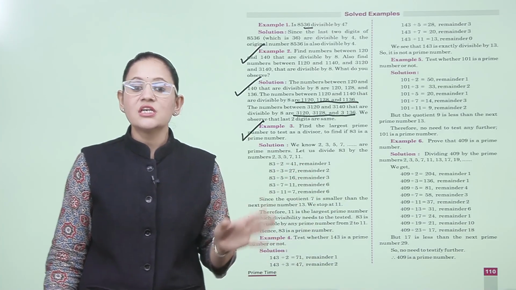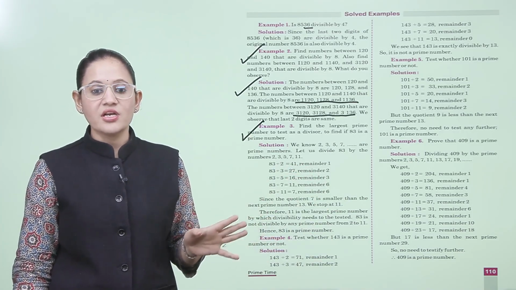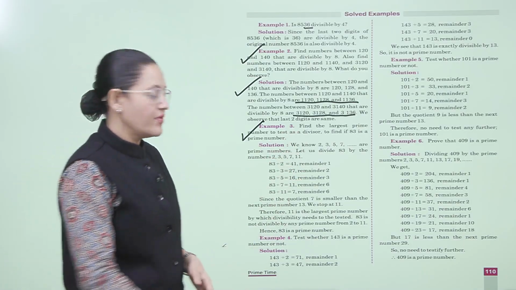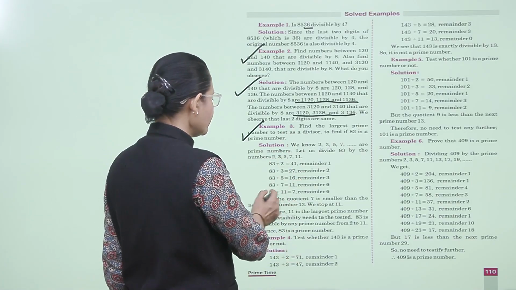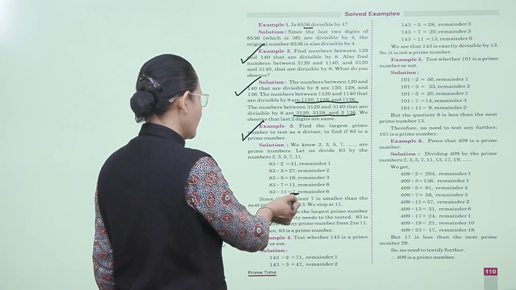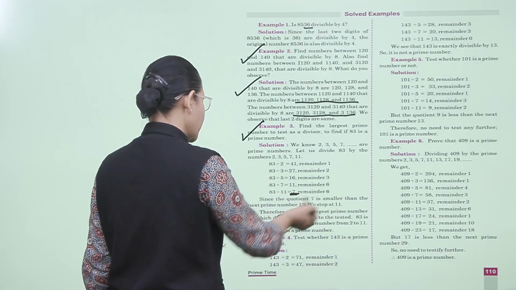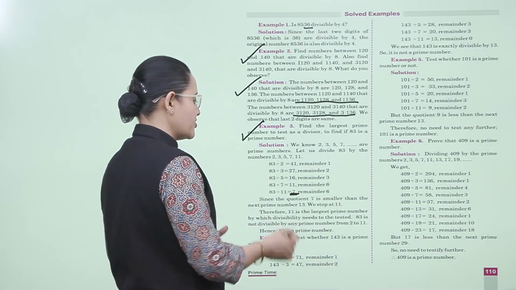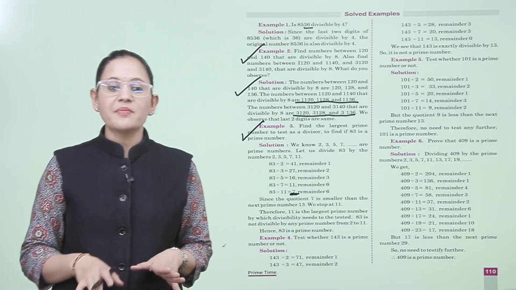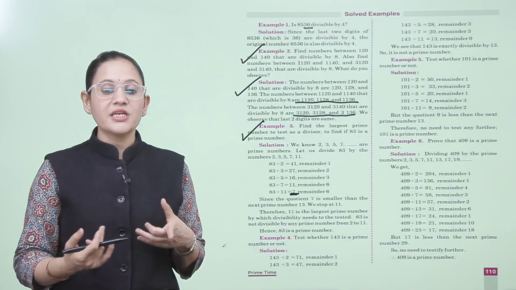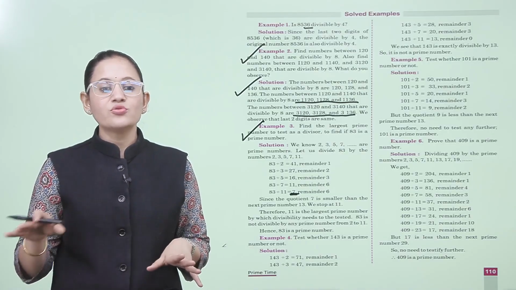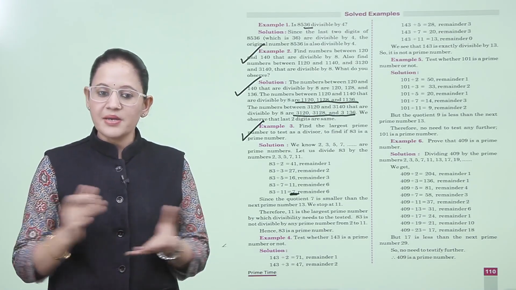Since the quotient 7 is smaller than the next prime number, which is 13, we will stop at 11. Therefore 11 will be the largest prime number by which the divisibility needs to be tested. 83 is not divisible by any prime number from 2 to 11, hence 83 is a prime number.